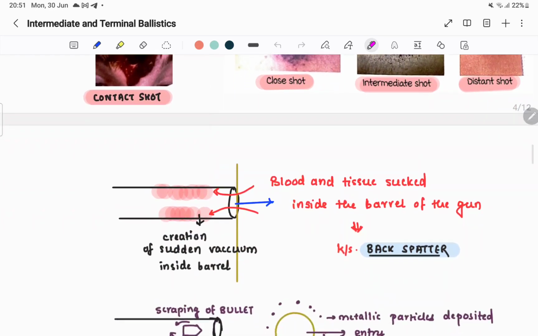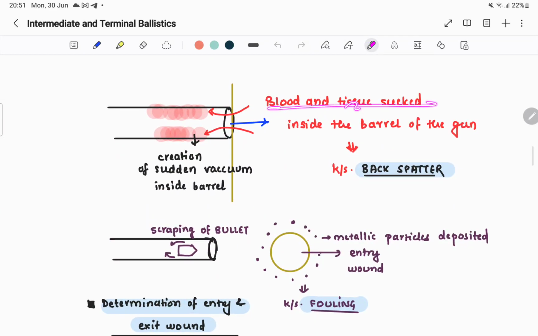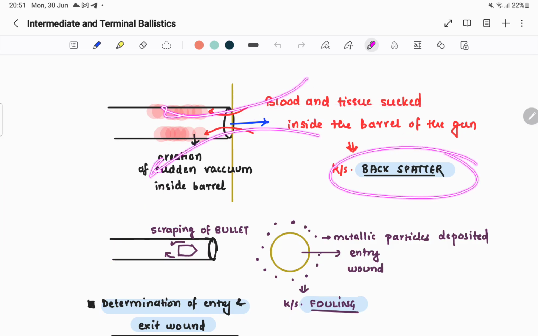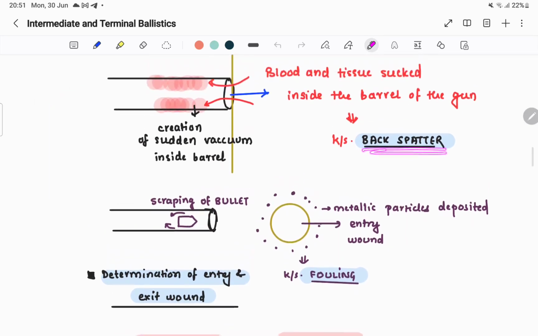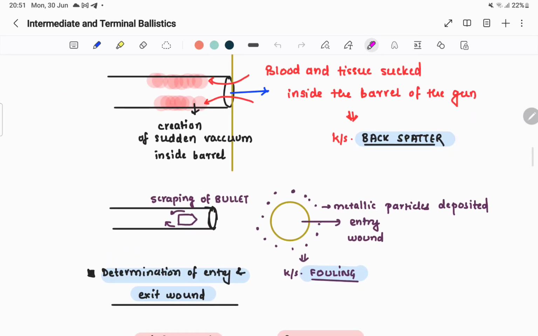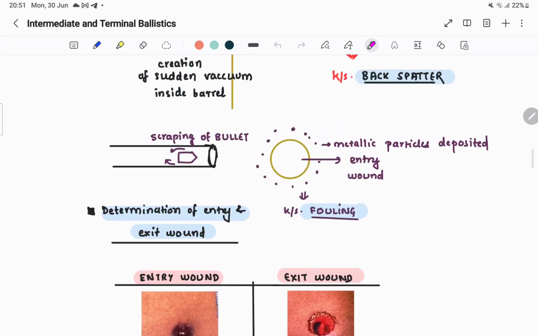Okay. Blood and tissues will be sucked inside the barrel of the gun, which is called back splatter. Due to sudden vacuum inside the barrel, whenever there is a contact shot, your gun can be damaged by blood and tissues being sucked inside the barrel. This is called back splatter. Some people ask you in viva about back splatter. You must be able to explain it.